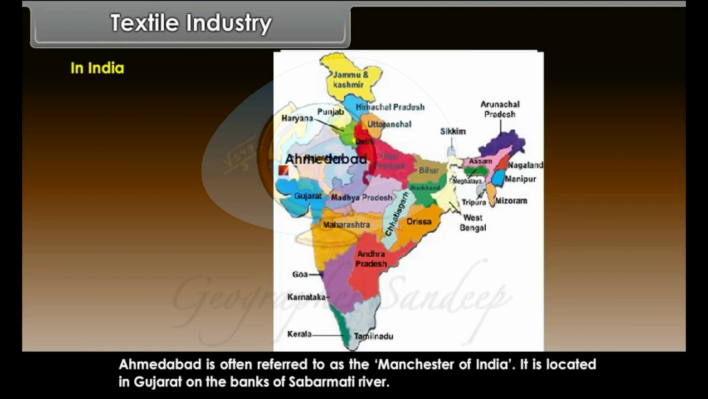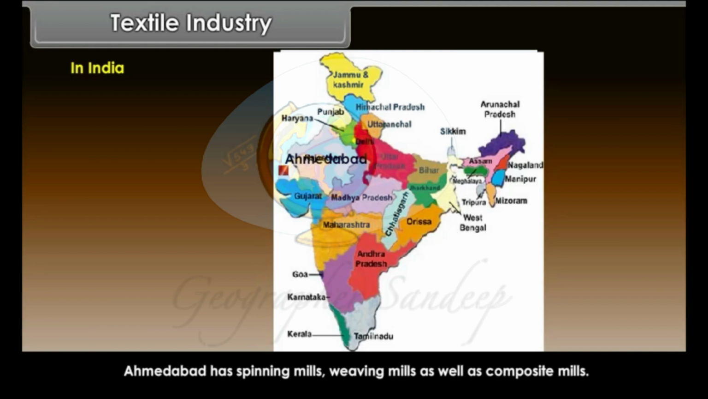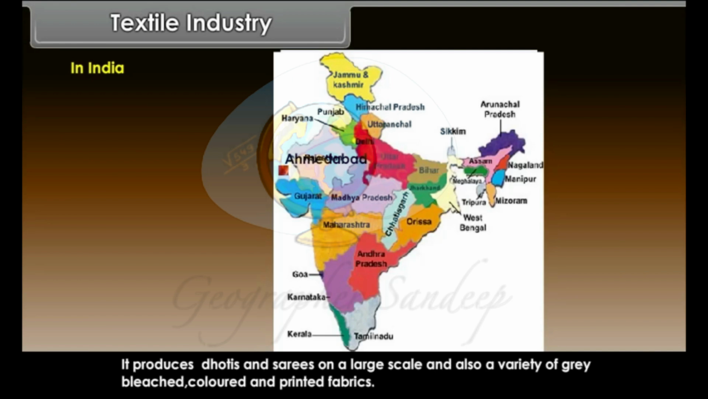Textile industry in India. Ahmedabad. Ahmedabad is often referred to as the Manchester of India. It is located in Gujarat on the banks of Sabarmati River. Ahmedabad is the second leading producer of cotton textiles. Ahmedabad has spinning mills, weaving mills as well as composite mills. It produces dhotis and saris on a large scale and also a variety of grey, bleached, coloured and printed fabrics.